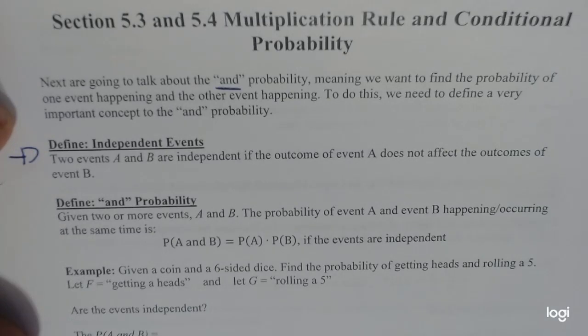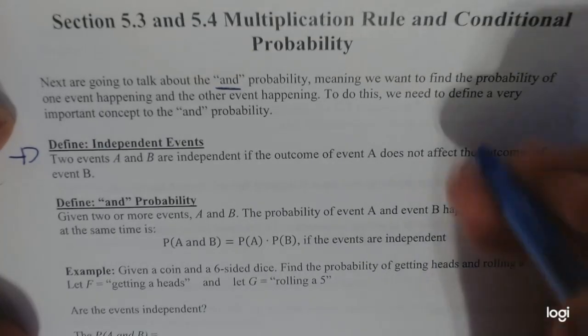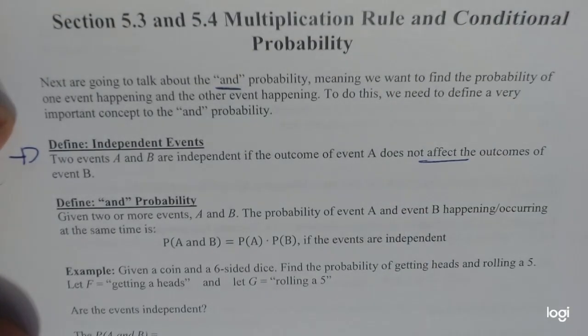Independent events are two events, A and B, that are independent if the outcome of event A does not affect the outcome of event B, meaning one does not affect the other one. An example of that would be rolling a die and flipping a coin, right? For example, you getting a 5 on rolling a die has nothing to do with you getting heads on flipping a coin. It does not affect each other.